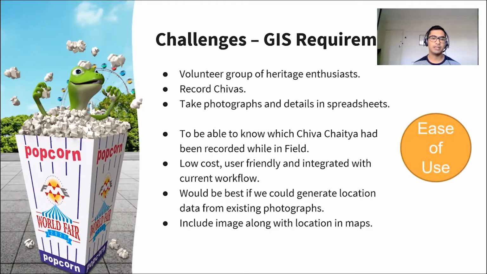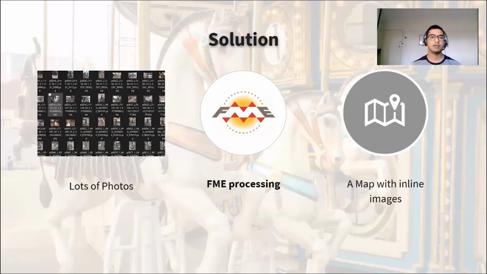So we realized a map was required, and it would be best if we could generate the location data required for the map from existing photographs. The requirement was it had to be low cost because we were all working as volunteers, and it had to be very user friendly and integrated with the current workflow. So we had lots and lots of photographs, and we needed to create a map that can be used in the field.